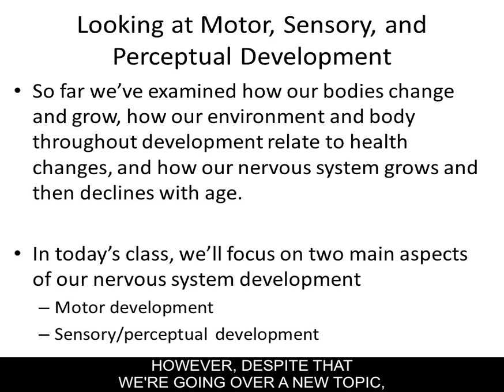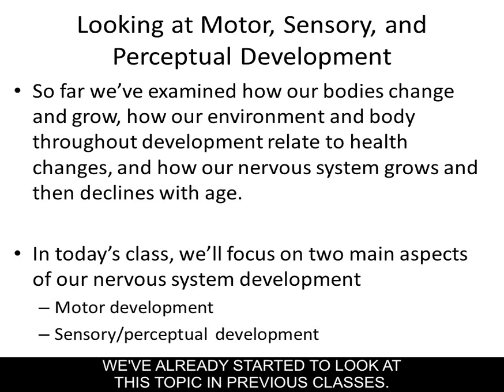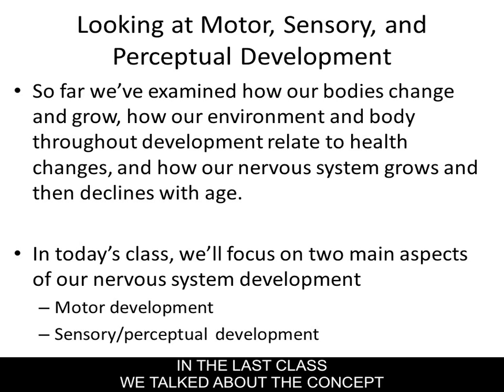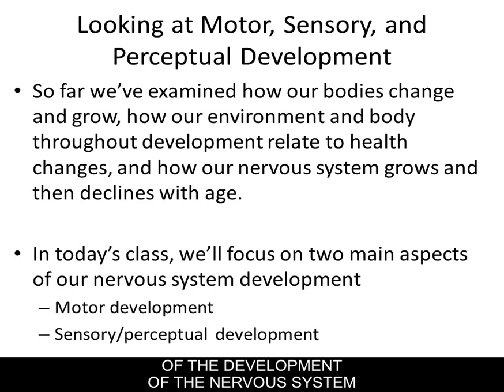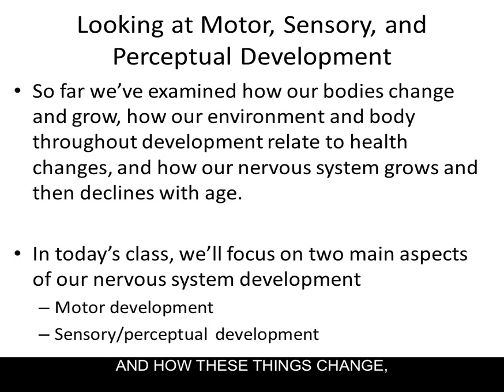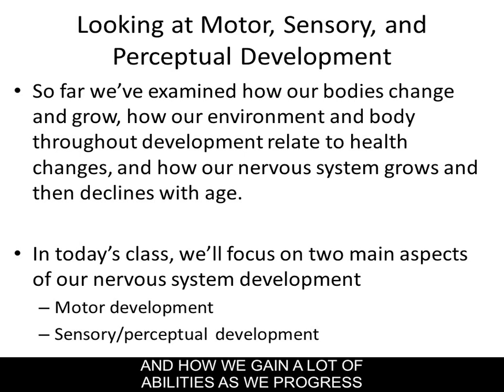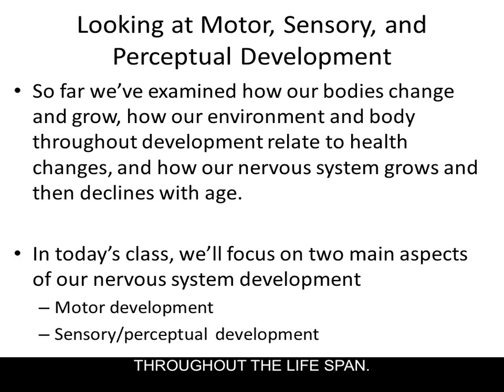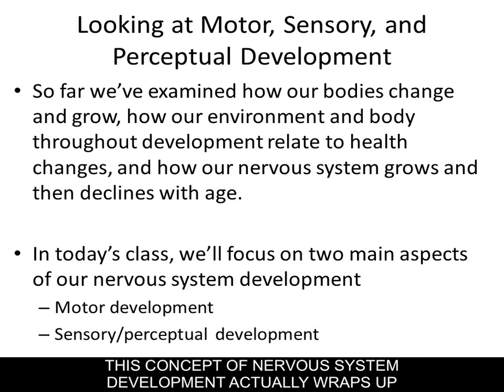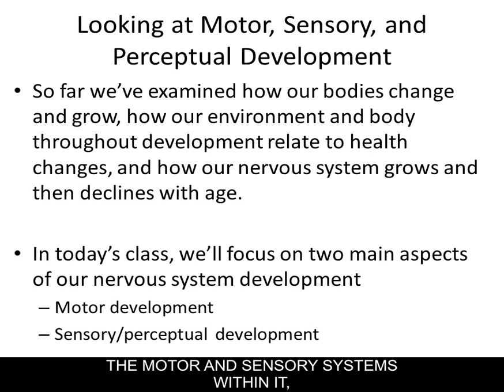However, despite the fact that we're going over a new topic, we've already started to look at this topic in previous classes. In the last class, we talked about the concept of the development of the nervous system and how these things change, how they become more elaborate, and how we gain a lot of abilities as we progress throughout the lifespan. This concept of nervous system development actually wraps up the motor and sensory systems within it.